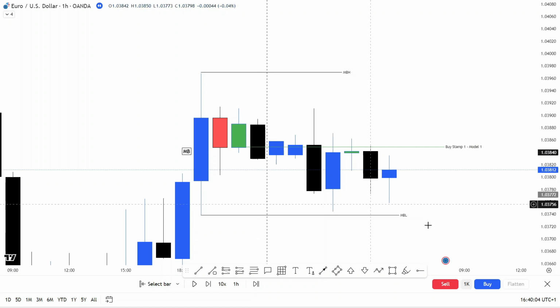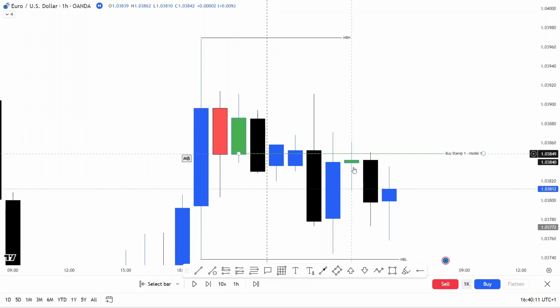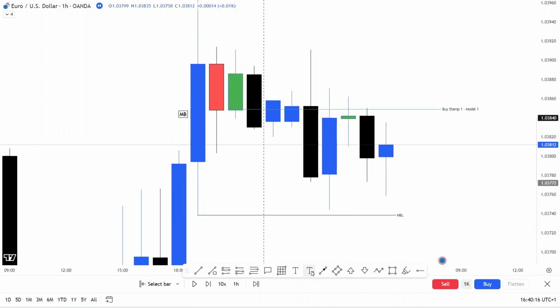So the next thing we want to do is we also want to see price react. Now if you notice, we also have an inside bar here. How is it an inside bar? Okay, I know most of you didn't see this earlier. So this is a candle and this is a candle, right? So this is an inside bar.